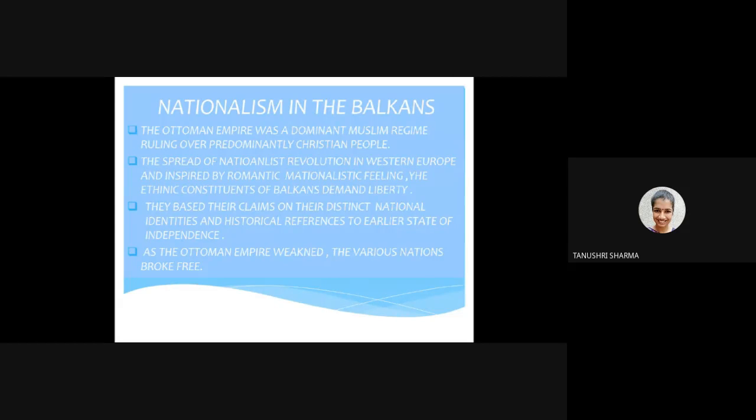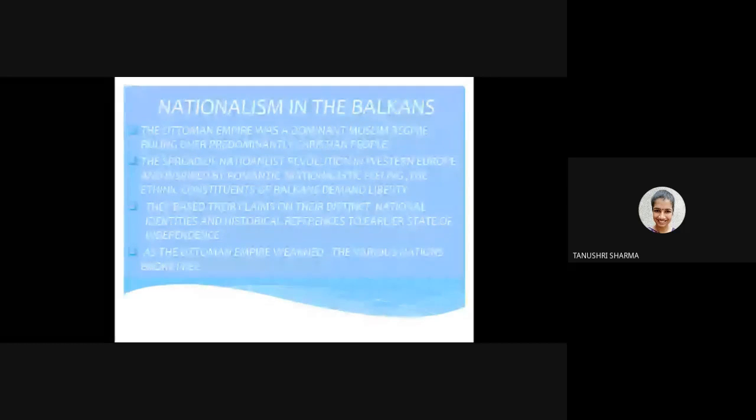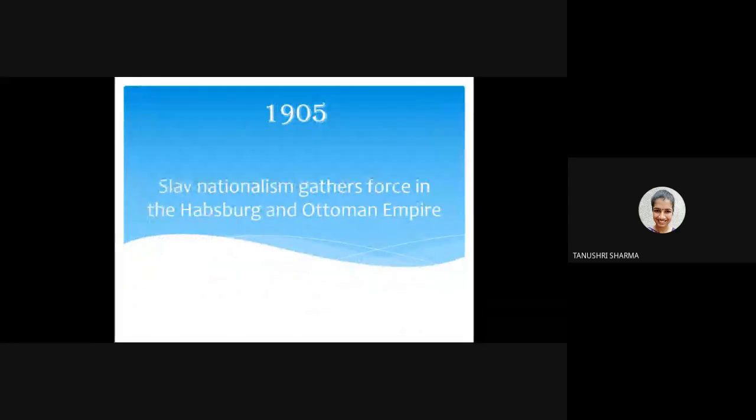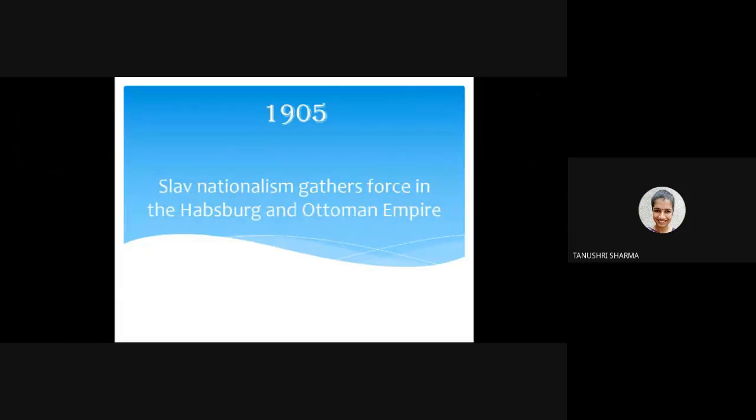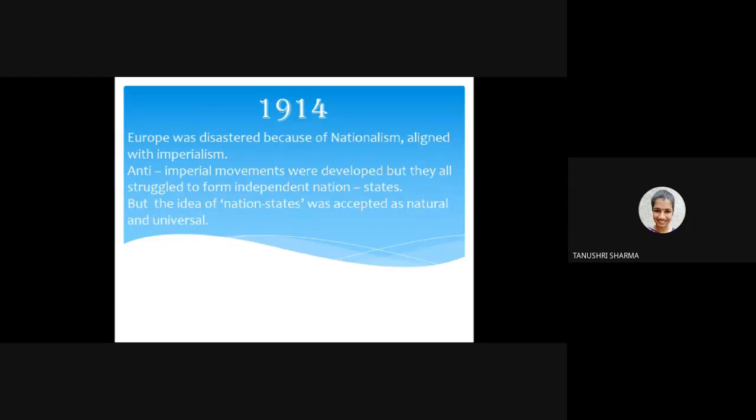As the Ottoman Empire weakened, the various nations broke free. In 1905, Slav nationalists gathered force in the Habsburg and Ottoman Empires. In 1914, Europe was devastated because of nationalism aligned with imperialism. Anti-imperial movements were developed, but they all struggled to form independent nation states, but the idea of the nation state was accepted as natural and universal. Thank you.